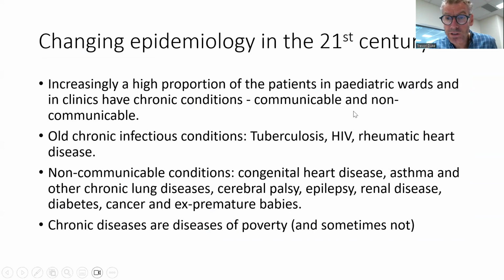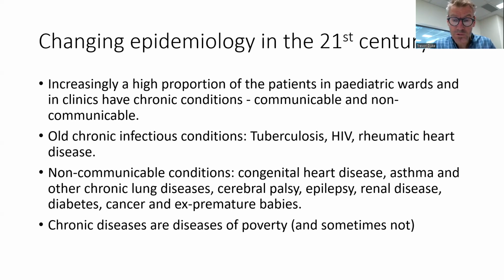So, as I said, over the last 20 years, increasingly a higher proportion of children in the children's wards and in the clinics have a chronic condition, either a communicable condition, an infectious disease that's chronic, or a non-communicable disease. So we've got the old chronic infections, tuberculosis, HIV, rheumatic heart disease, but we've also got an increase in non-communicable diseases, congenital heart disease, as children get some treatment and they survive, or they may get surgery and they survive. Asthma and other chronic lung diseases are on the rise. Cerebral palsy is probably on the rise because of more survivors who have very low birth weight or have birth asphyxia. Epilepsy is also on the rise.